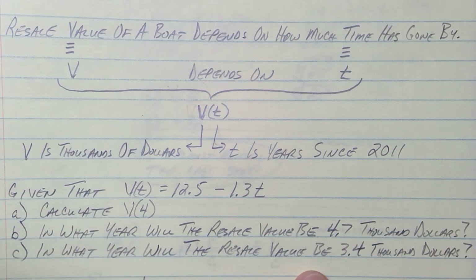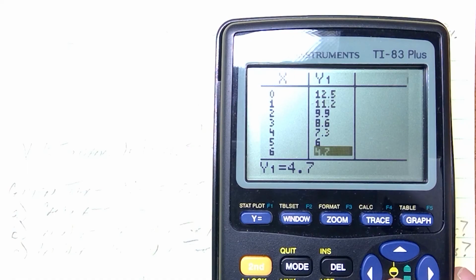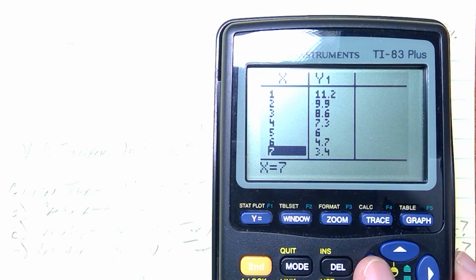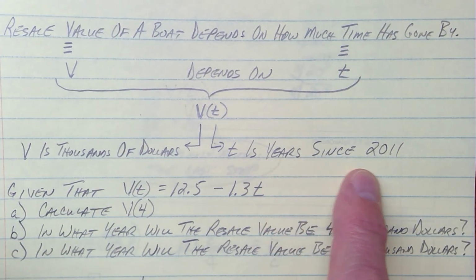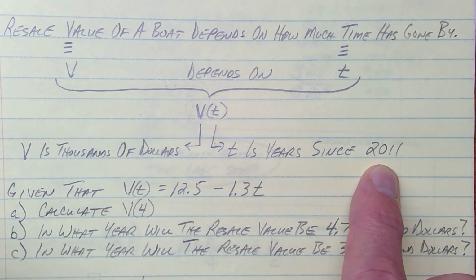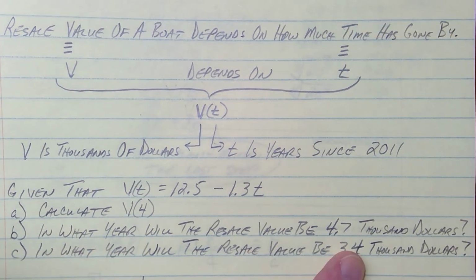In what year will the resale value be $3.4 thousand? All right, go look for that value. There it is in year 7. And what year is year 7? 7 years since 2011 is the year 2018. So in 2018, the boat will be worth $3,400.